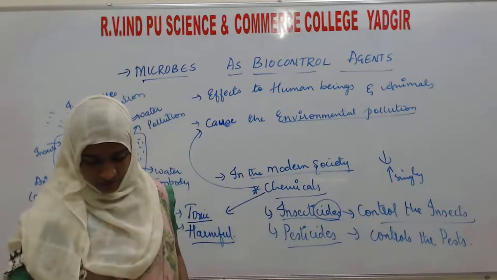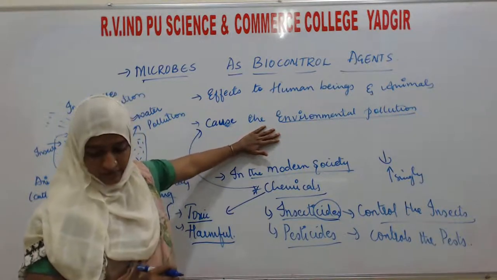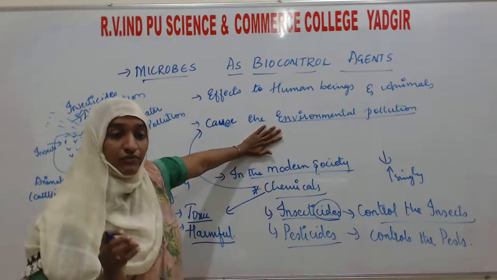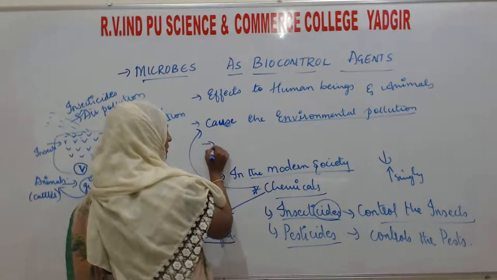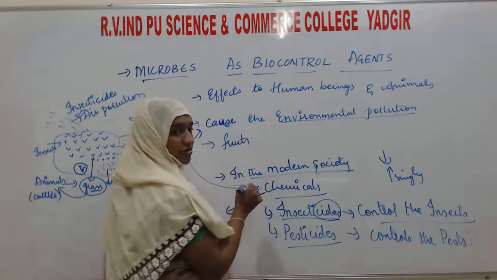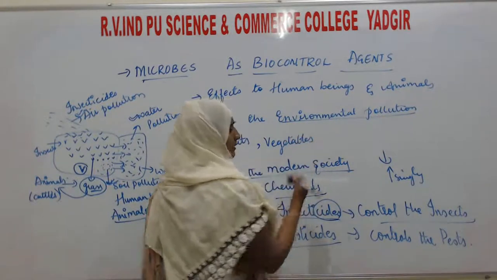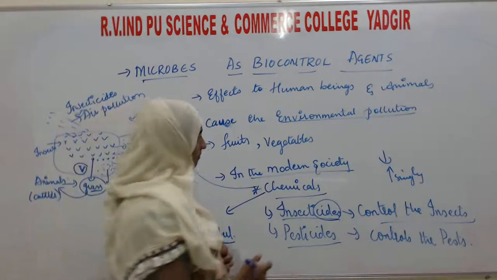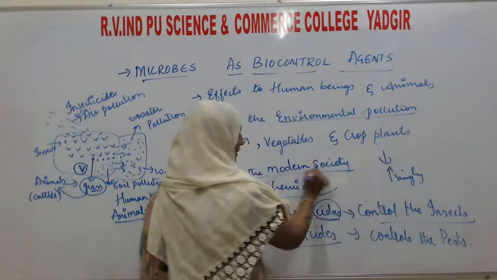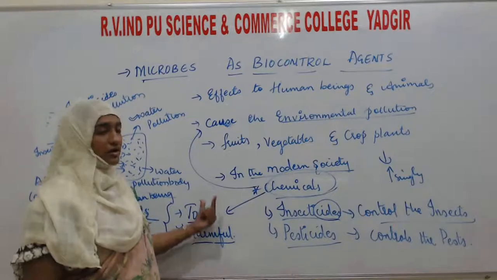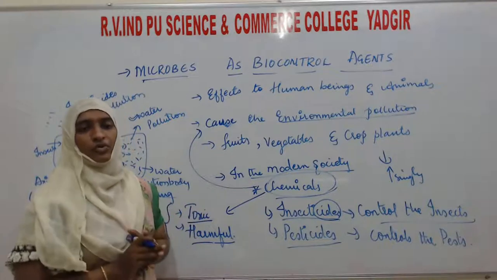Except this one, it is the main reason for environmental pollution, especially for the soil and the groundwater. Then it is also affecting the fruits you are going to consume, the fruits, vegetables and crop plants. So, in this way, these chemicals are very harmful and toxic to what? To human beings, animals, and the whole environment.